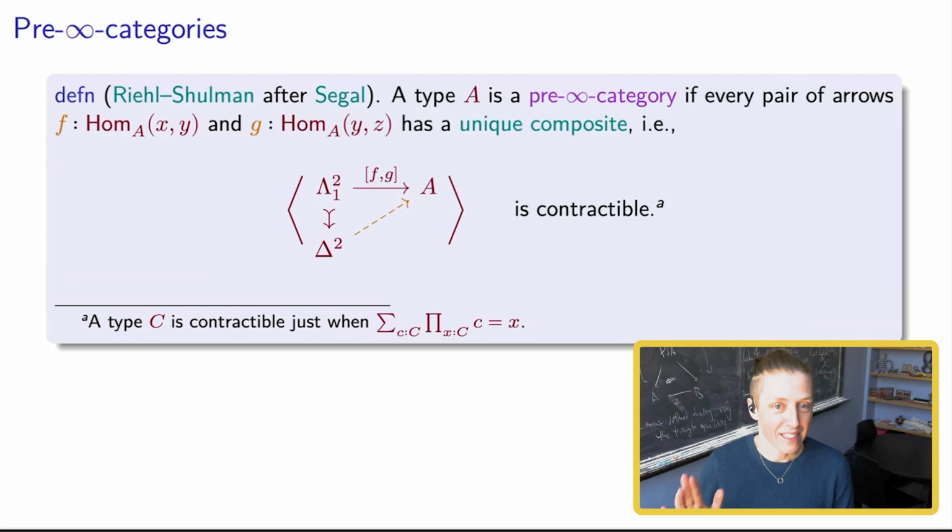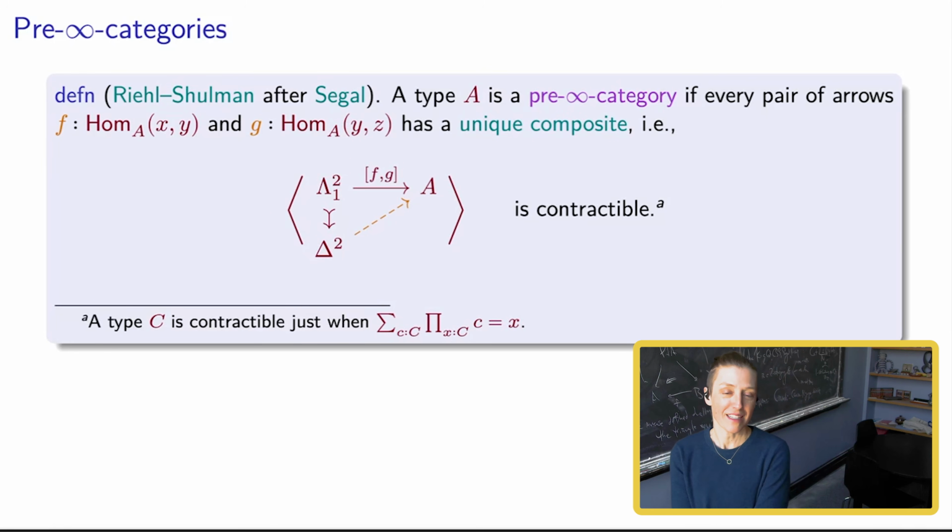Okay, so what makes a type into something that I'm going to call a pre-infinity category is the following definition. I'll say that a type A is a pre-infinity category if every composable pair of arrows has a unique composite. So what do I mean by that? If I have three terms, x, y, and z, and then I have an arrow from x to y and an arrow from y to z, it's because the source and target match up that makes this composable, then it has a unique composite.